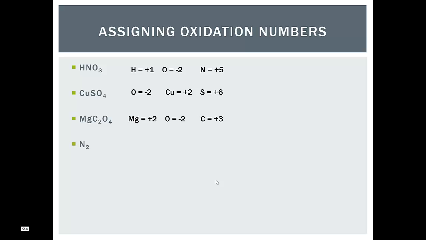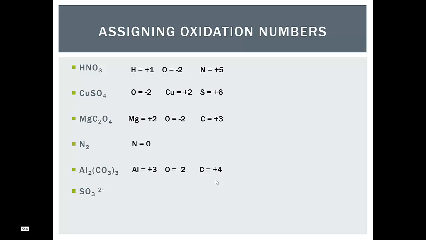N2, since it's an element by itself, is going to have a charge of 0. Al2(CO3)3. Al is +3, O is -2. That leaves me with my carbon to figure out. So I have a +6 for my aluminum, a -18 for my oxygen, and so my carbon ends up being +4 there.